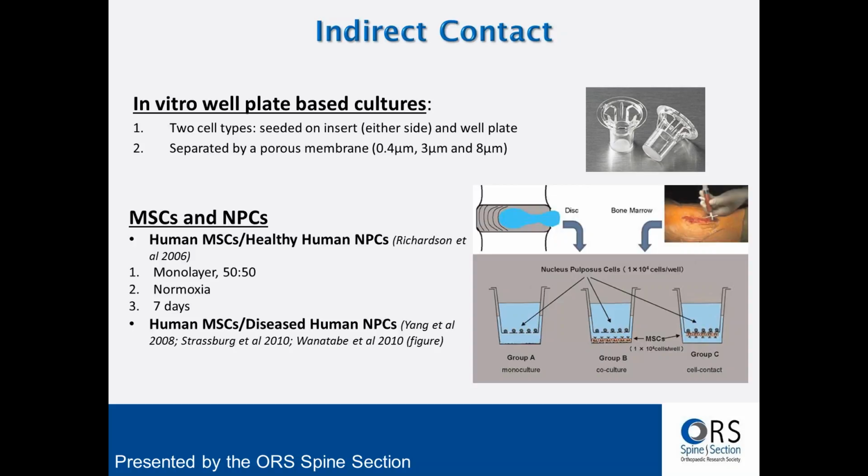So co-cultures of human stem cells and healthy human NP cells were performed back in 2006, which involved monolayer cultures of cells in a ratio of 50:50 in normoxic conditions for 7 days. Stem cells have also been co-cultured with degenerate disc cells, as shown here in the figure on the right.